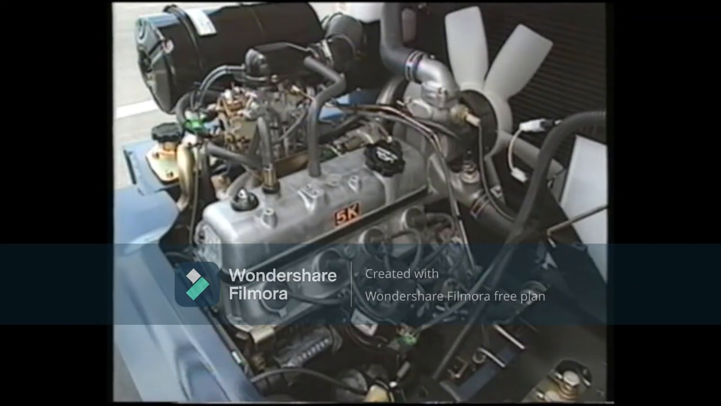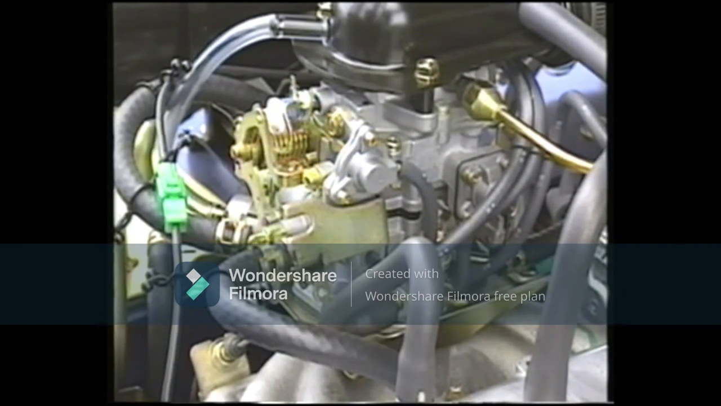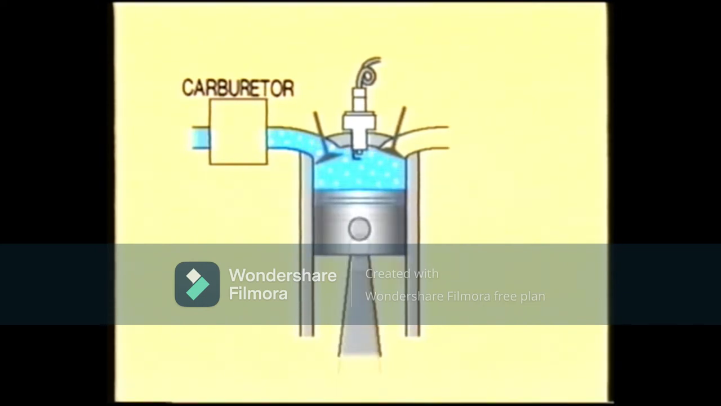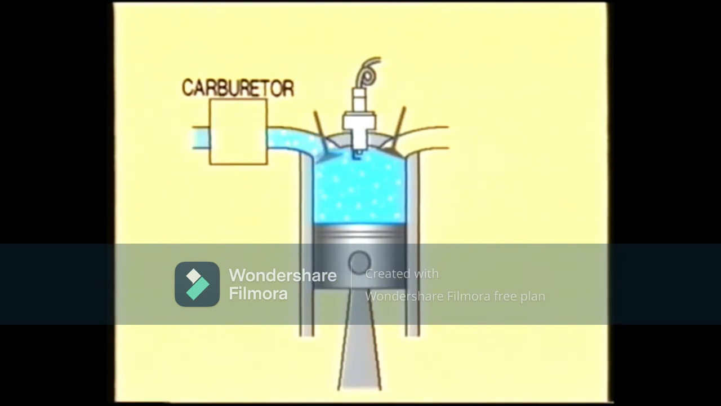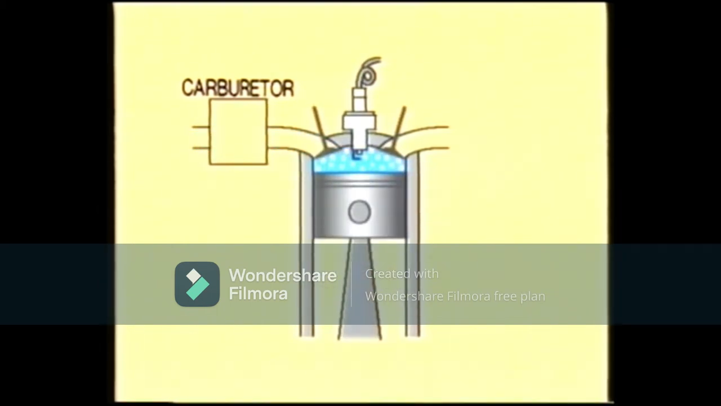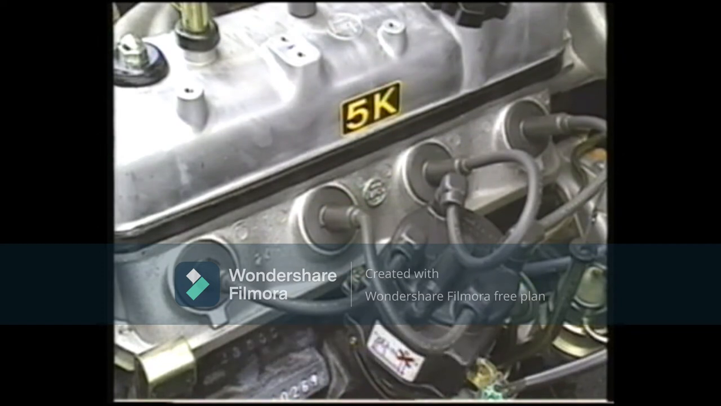In a gasoline-fueled engine, the fuel and air are mixed in the carburetor. And the air-fuel mixture is sent to the cylinder in the engine and compressed by the piston. The mixture is ignited and burned by the spark plug to create the necessary power.